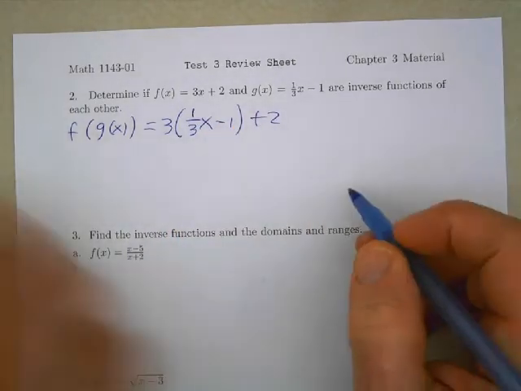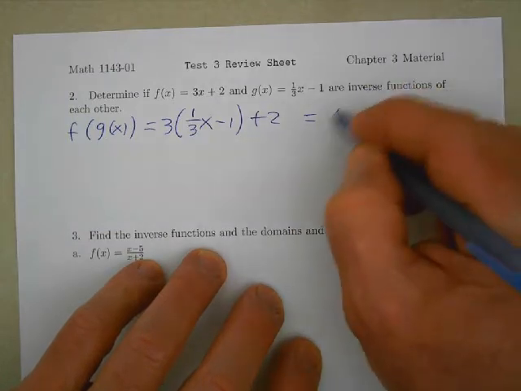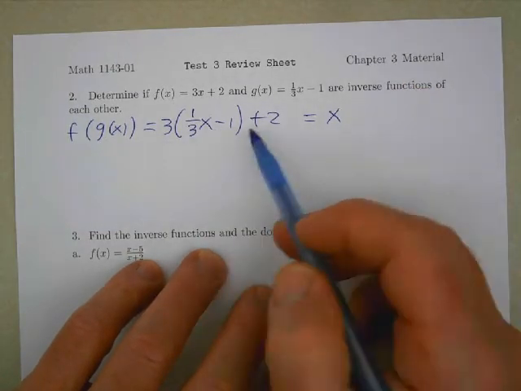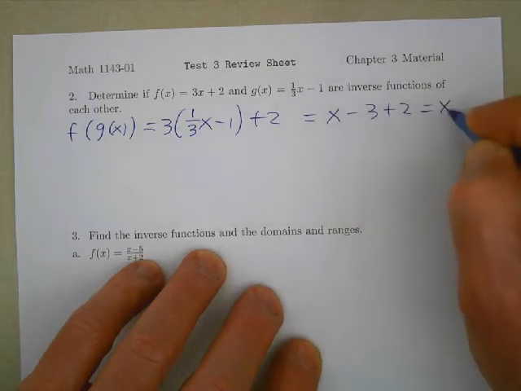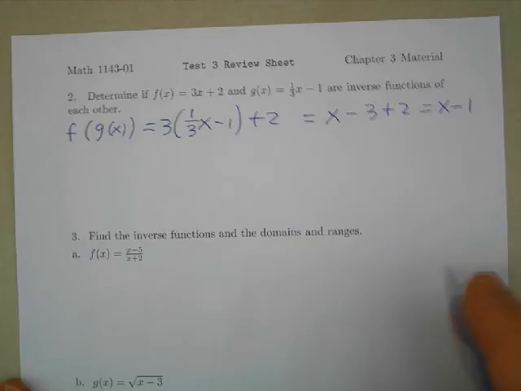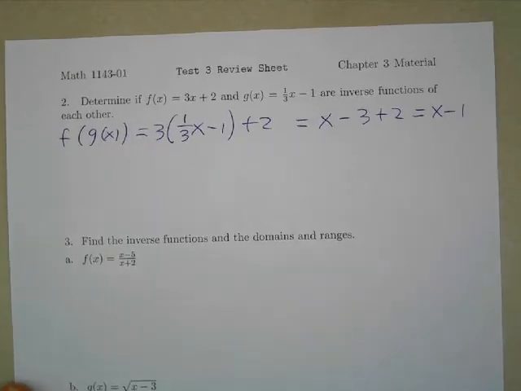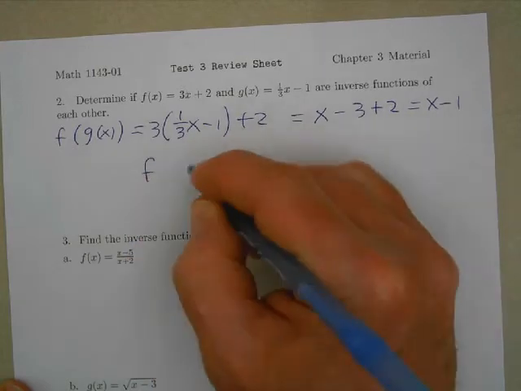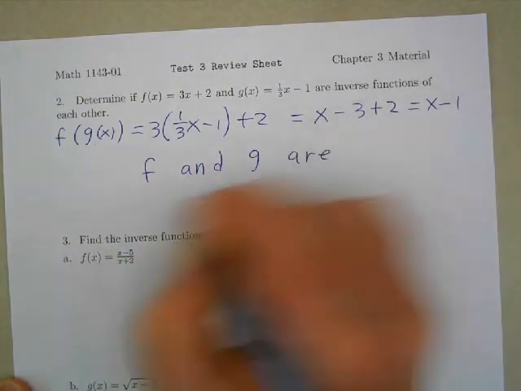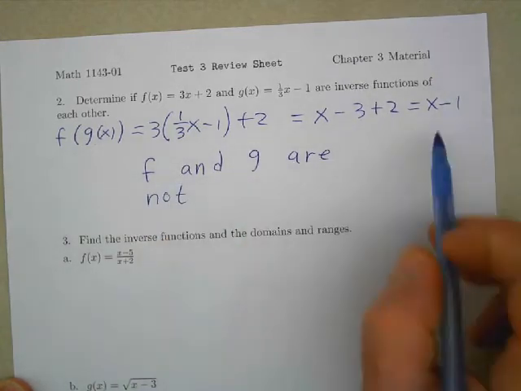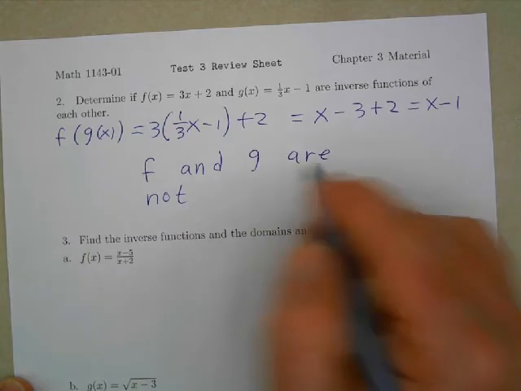So f of g of x is equal to 3 times 1/3 x minus 1 plus 2. Do the arithmetic. 3 times 1/3 x is x, and minus 3 times 1 is minus 3, and then plus 2, we get x minus 1. Since x minus 1 is not x, we don't need to do anything more. We conclude that f and g are not inverses. As soon as you get one condition that fails, then you don't have to do any more work. F and g are not inverses.